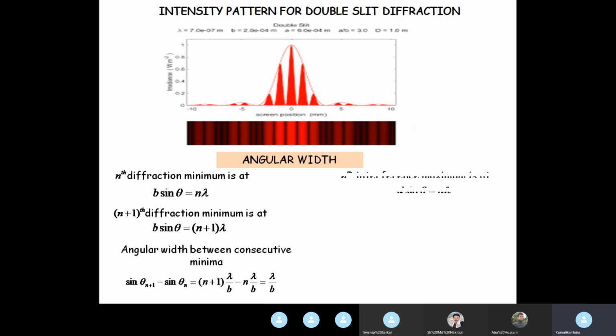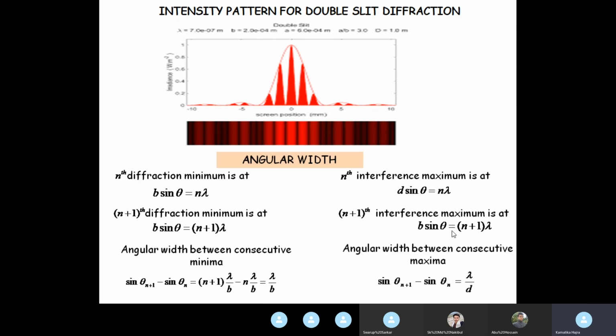Okay. On the other hand, the nth interference maximum will occur at d sine theta equal to n lambda, and so the n plus 1th interference maxima will occur at, sorry, I'm so sorry, this will be d sine theta equal to n plus 1 lambda. And so the angular width between the consecutive maxima in this case is given by, once again, lambda by d. Alright, so the two consecutive interference maxima will be at an angular distance lambda by d from each other, and two consecutive diffraction minima will be at a distance lambda by b from each other.